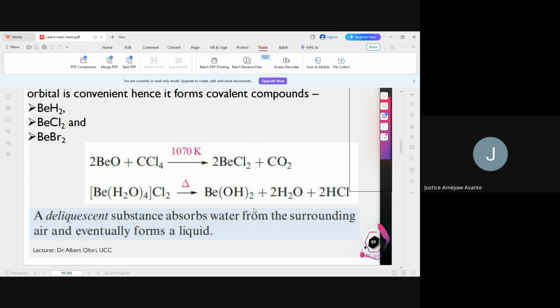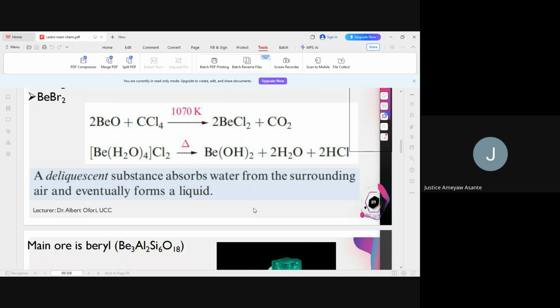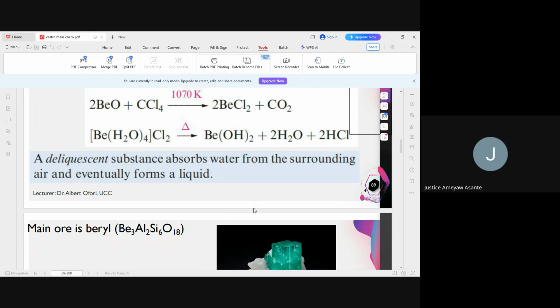So this is how it is formed. If you want to form beryllium chloride, beryllium oxide will react with carbon tetrachloride to give you beryllium chloride and carbon dioxide. Now, beryllium chloride is also a deliquescent substance: it absorbs water from the surrounding air and eventually forms a liquid. This is what I've also already told you.